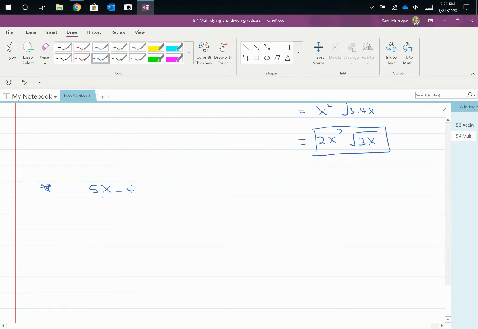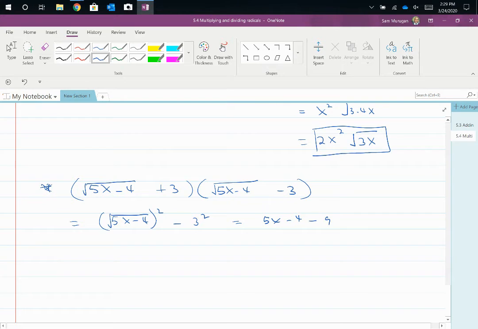Square root of 5x minus 4 plus 3, times square root of 5x minus 4 minus 3. So here we've got conjugates. This is the square root of 5x minus 4, squared, minus 3 squared. So squaring a square root removes the square root sign, so I have 5x minus 4 minus 9, which is 5x minus 13.